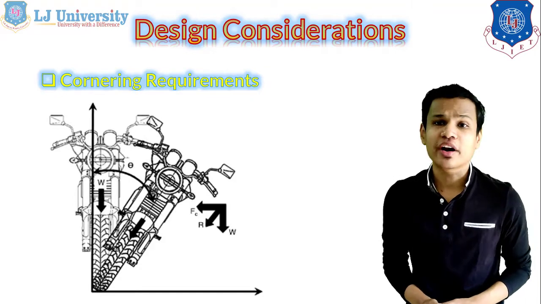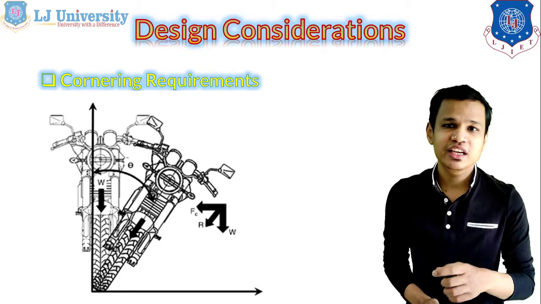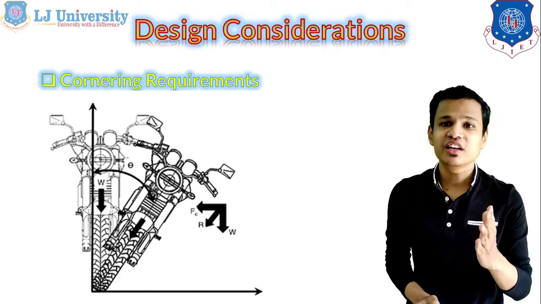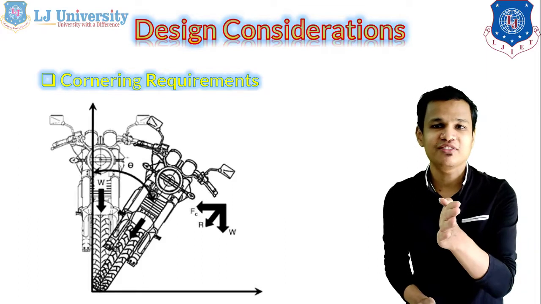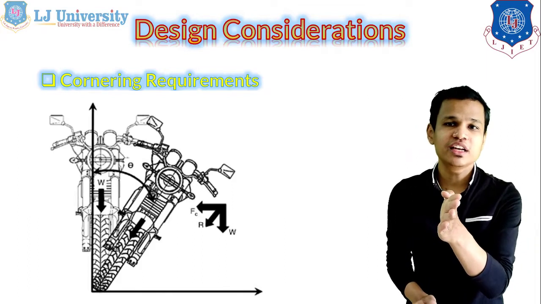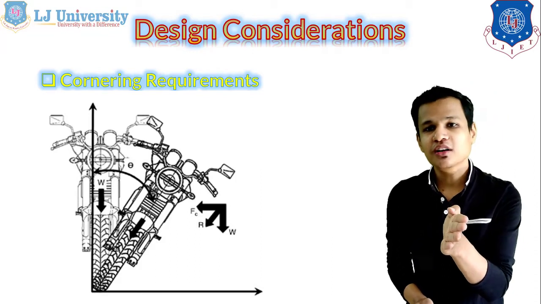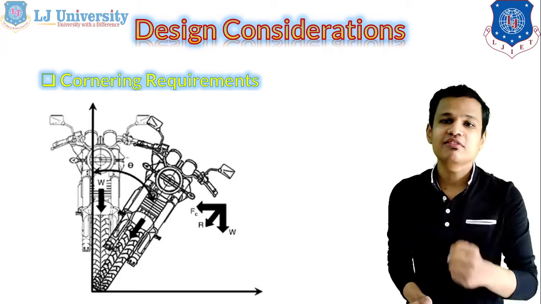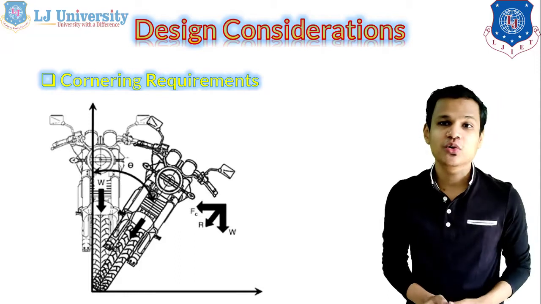Next thing is the cornering requirements. During cornering, the vehicle will take a turn, and it will also lean towards the turning side. For example, if we are turning towards the left side, the vehicle will lean slightly towards the left side. Because of that leaning, the vehicle will face an extra force that we know as the cornering force.